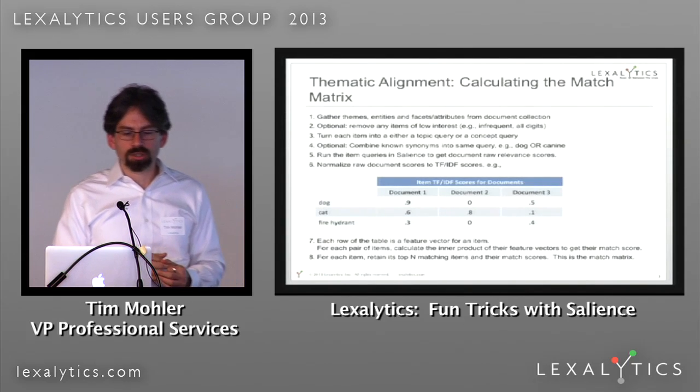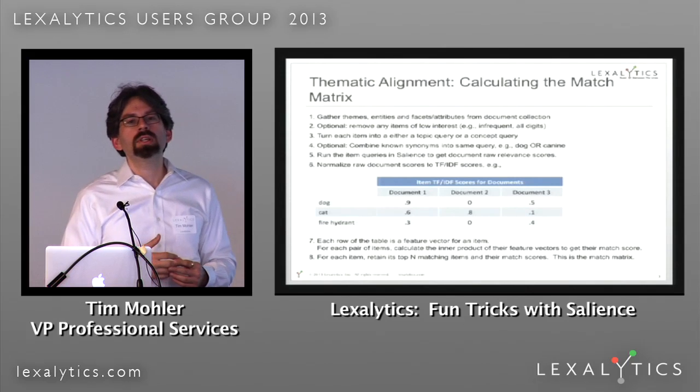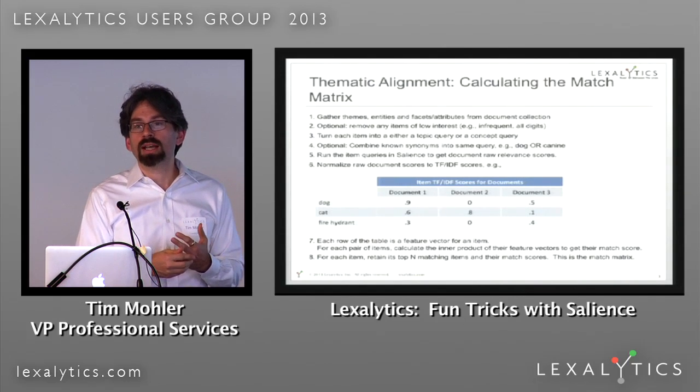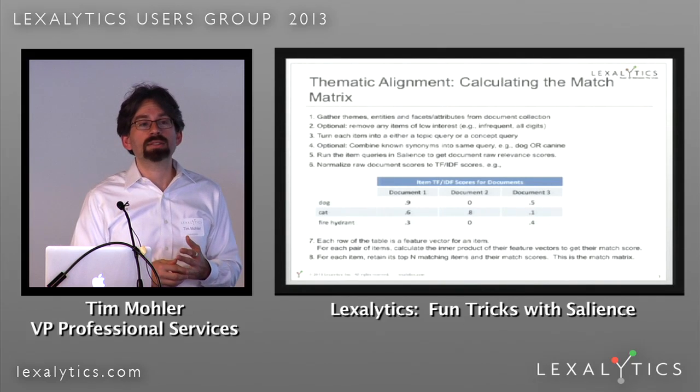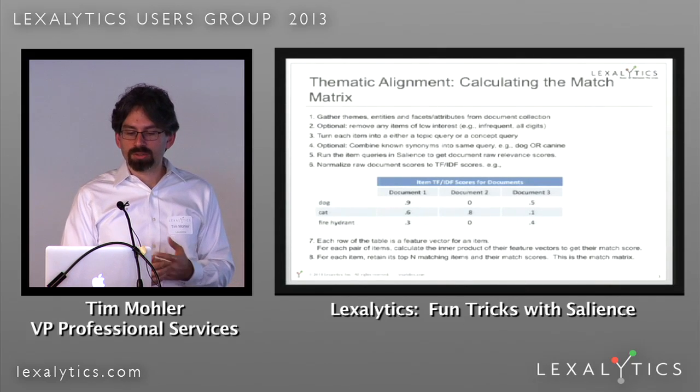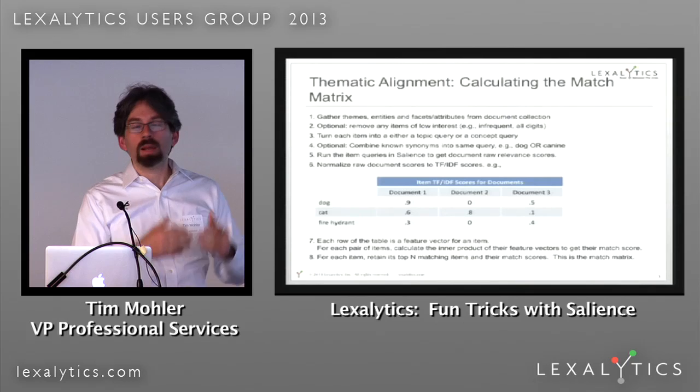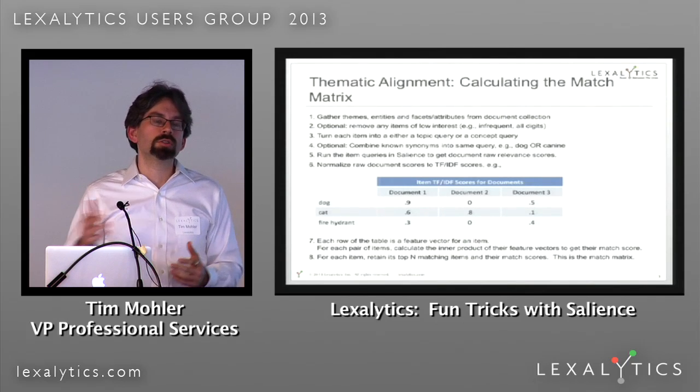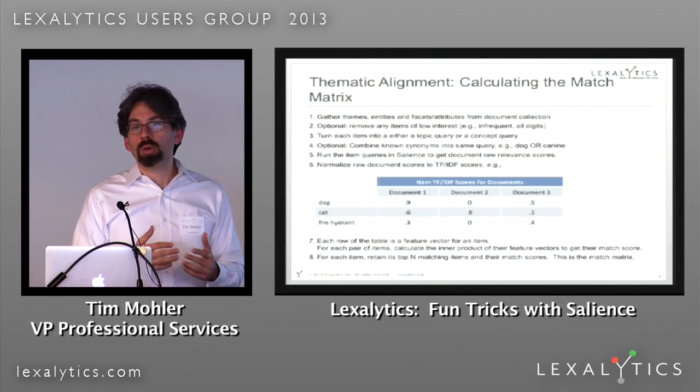What you do essentially is you run Salience over all this stuff, and you pull out themes. Maybe you pull out facets, if you're doing collections and the data set is small enough, and attributes, and entities, those kinds of things. And when you've got all of that, you turn those back into a query.